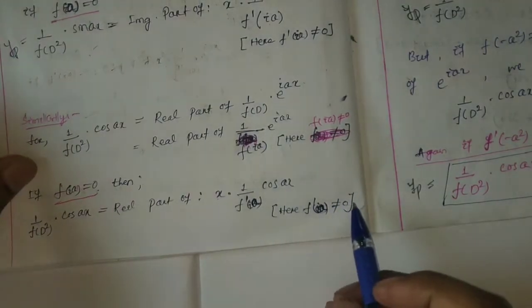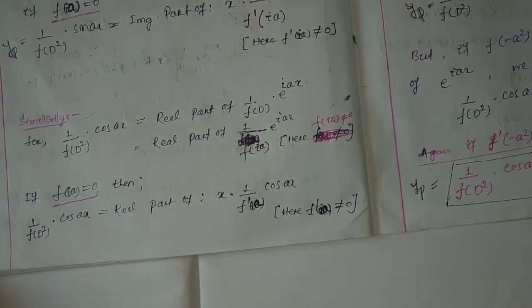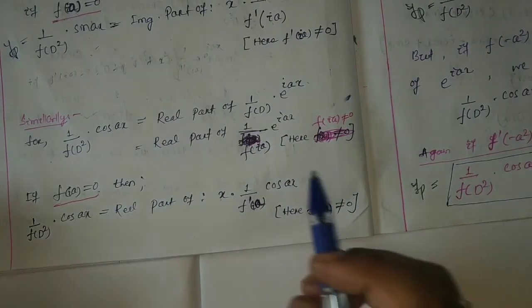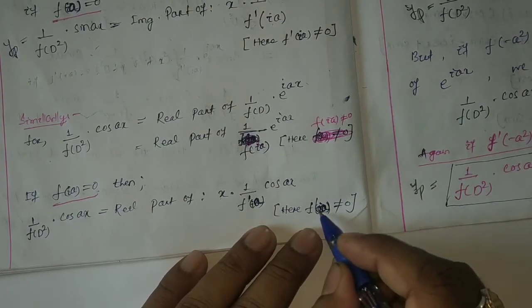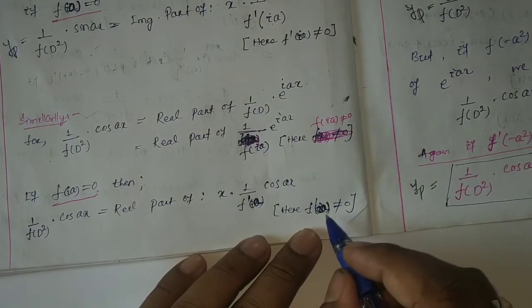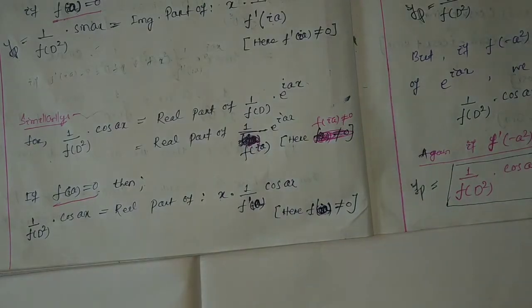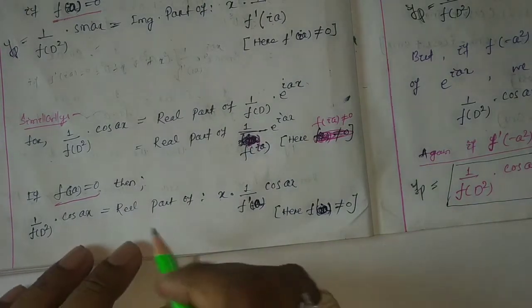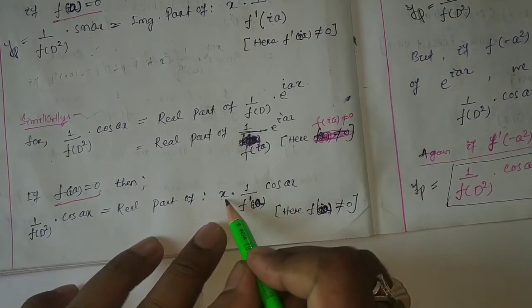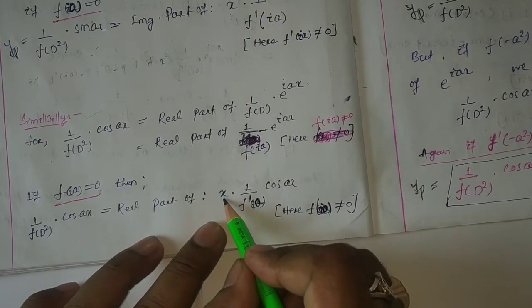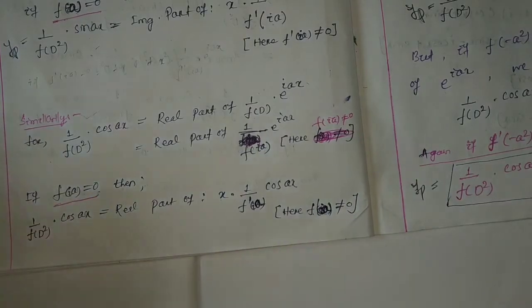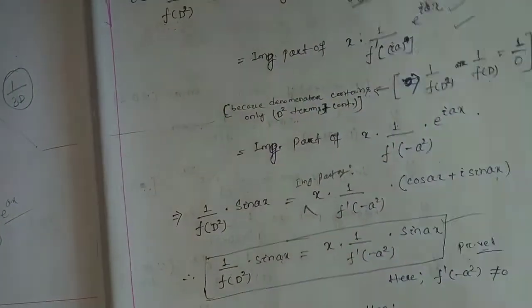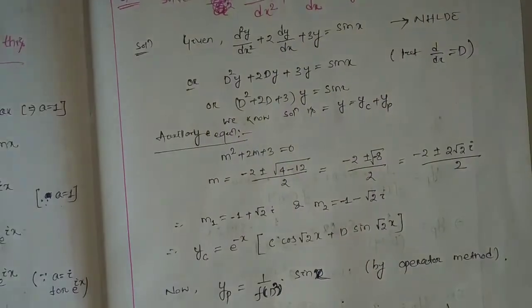Again, if f dash ia is 0, then what will the answer be? The answer will be the real part of, again we multiply another x, x square, 1 by f double dash ia cos ax. Now we are going to move towards the numericals based upon this theory.